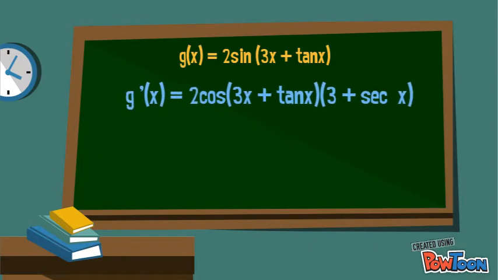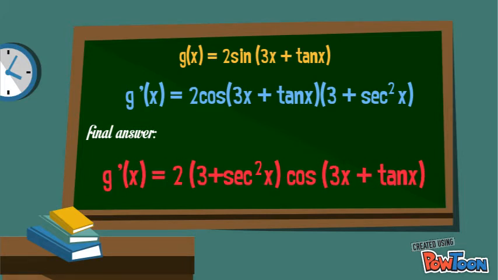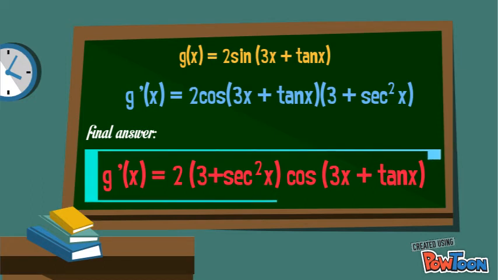For the final answer, rewrite the equation properly and we'll obtain g'(x) is equal to 2 multiplied to (3 + sec^2 x) multiplied to cos(3x + tan x).